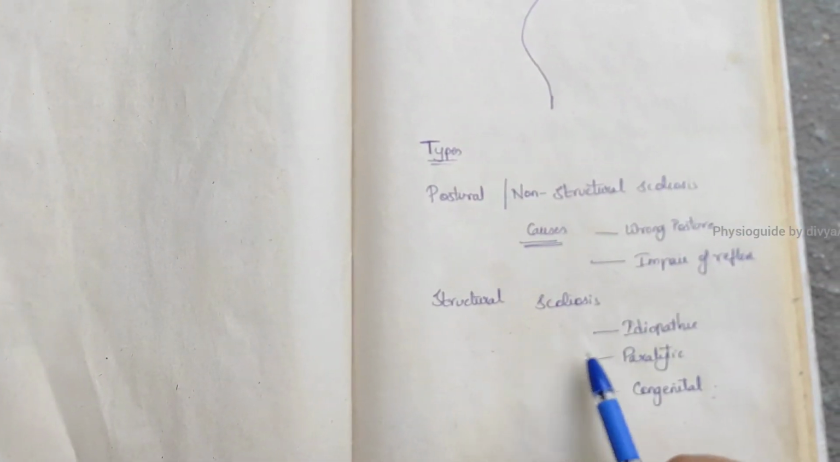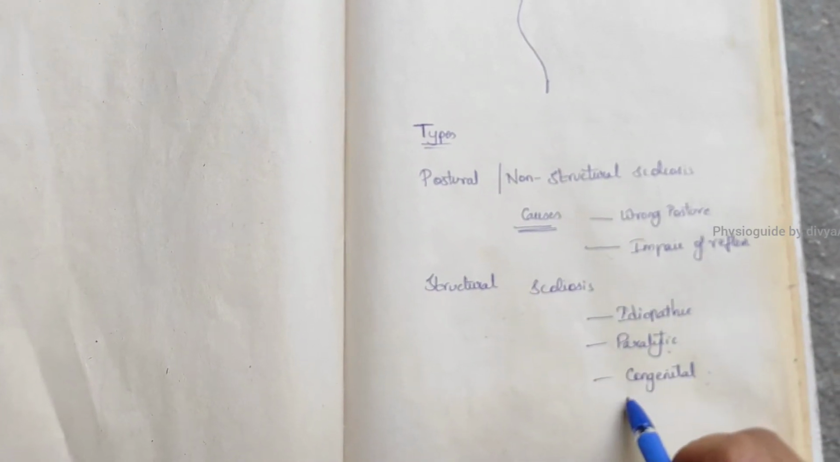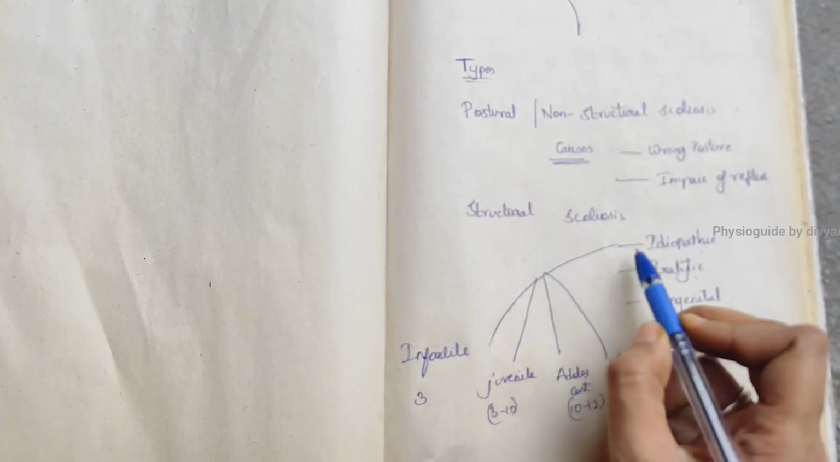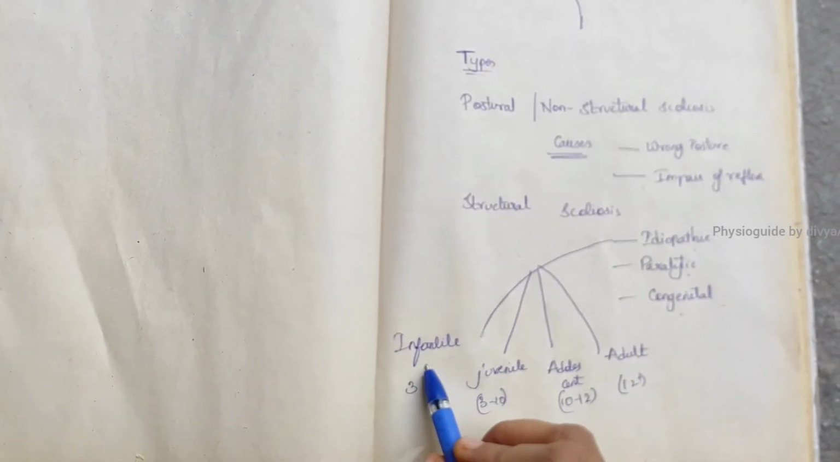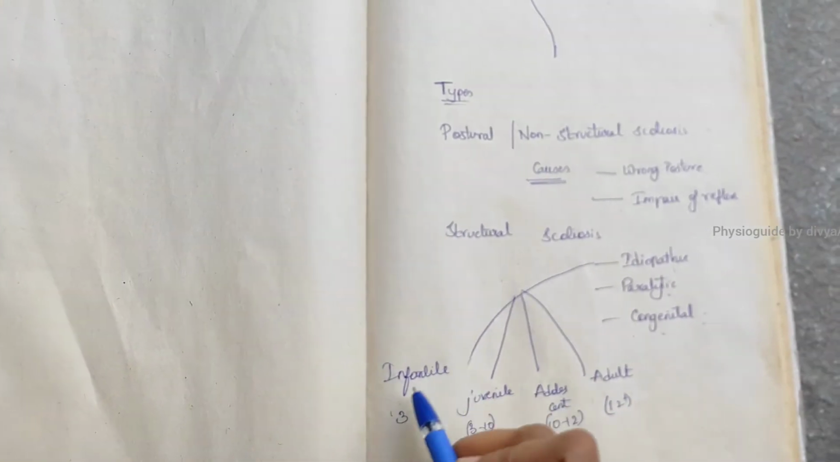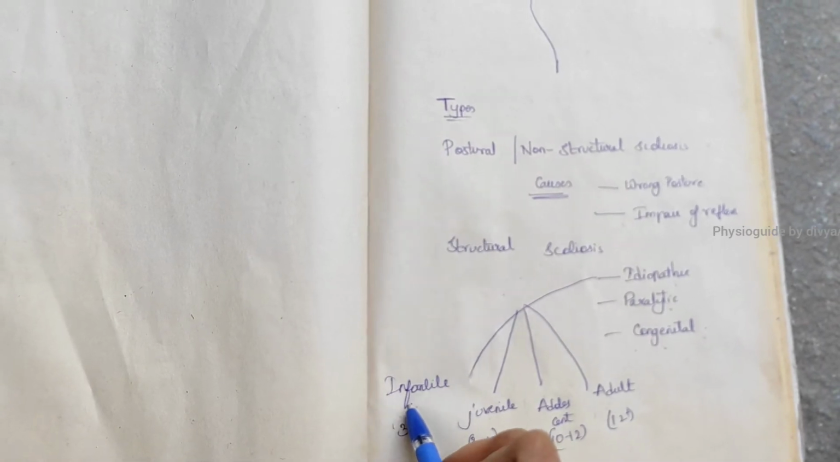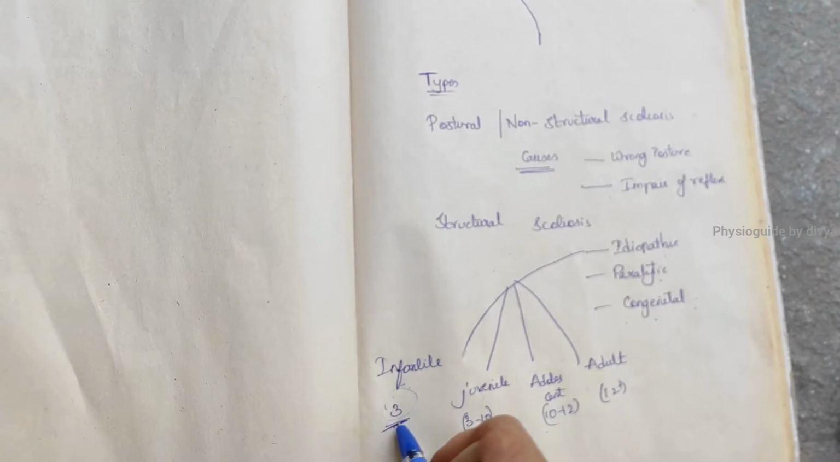Now, classification: it is divided into idiopathic, paralytic and congenital. Idiopathic is divided into four stages: infantile, juvenile, adolescence, and adult. Infantile starts at the age of 3 years. Usually there is a spontaneous resolution of the curve. If the curve progresses, it needs early surgery.